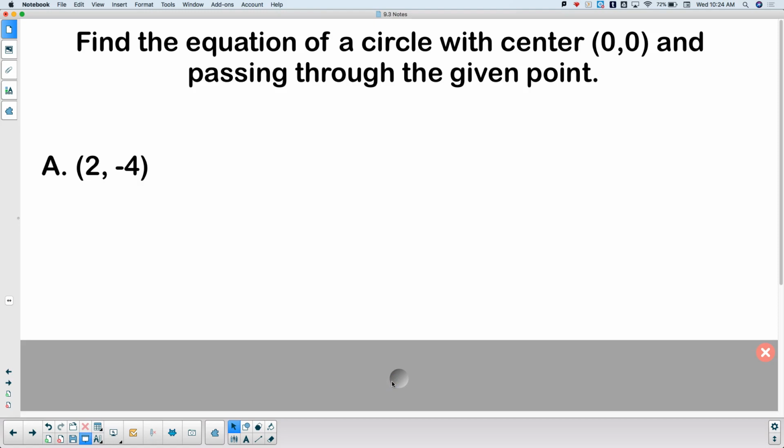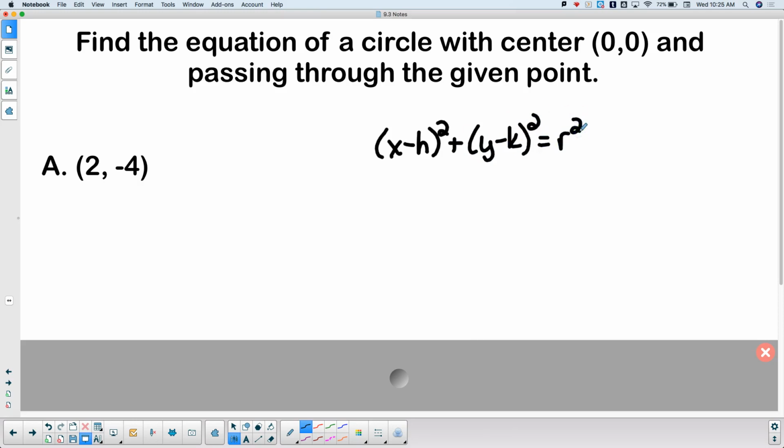Okay. So, what would you do first in this one? Okay. What do I need in said equation? I need the center and the radius. Do I have the center? Yes. What is it? 0, 0. Do I have the radius? No. Row. So how am I going to find the radius?